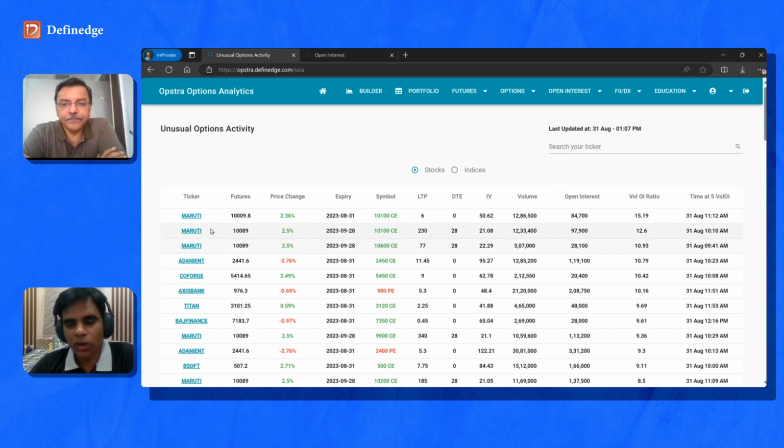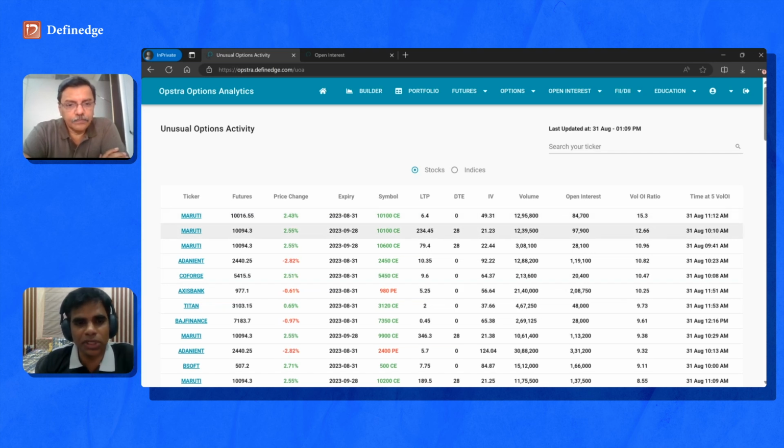Now let me explain this table. Here we have a ticker. The ticker shows which stock this unusual activity is happening in, what the current futures price is, and what the price change is so far with respect to the previous day, and in which expiry this is happening. Because there are multiple expiries, and usually we are in the last day, ideally we should ignore the last expiry day.